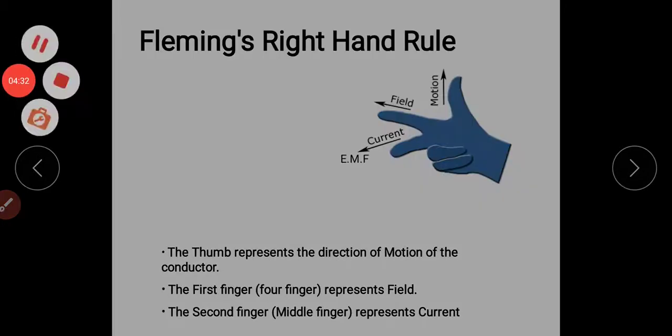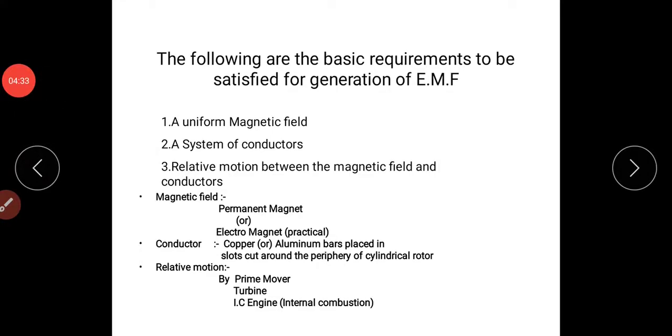Okay, next the following are the basic requirements to be satisfied for generation of EMF. The first one is a uniform or constant magnetic field. The second one is a system of conductors or set of conductors. The third one is the relative motion between the magnetic field and the conductors.